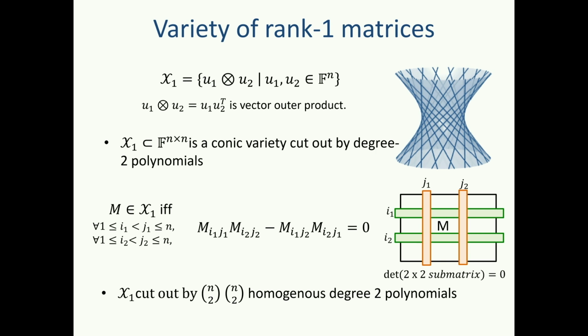In general, if you're thinking about the variety of rank R matrices, you should look at R plus 1 by R plus 1 submatrices. And it's again an if and only if condition: the matrix has rank less than or equal to R if and only if all these determinants are 0. Good. So this is exactly why it fits in the framework, and in fact, the degree here is just 2. Good. And what's our problem?